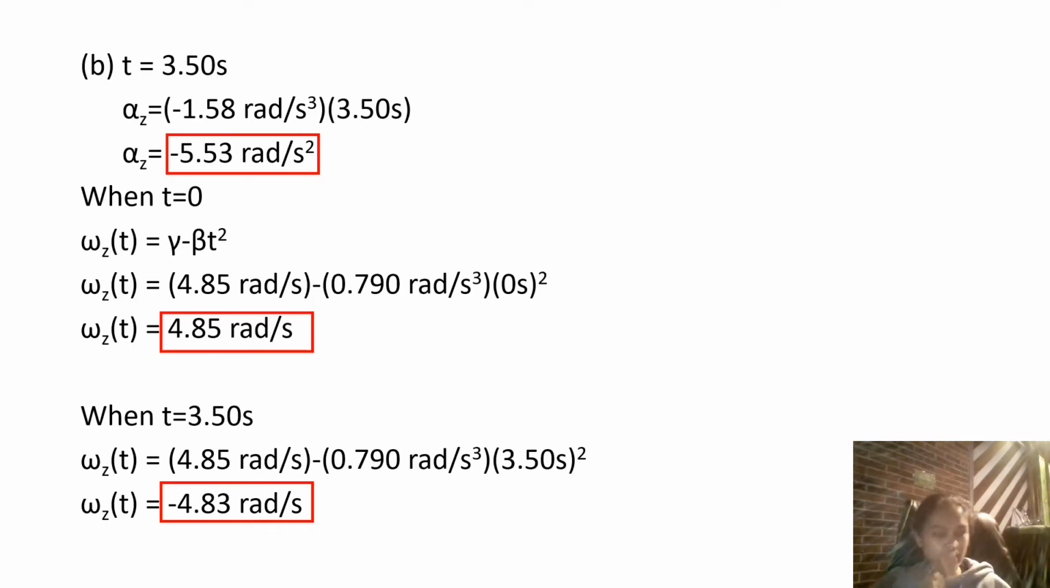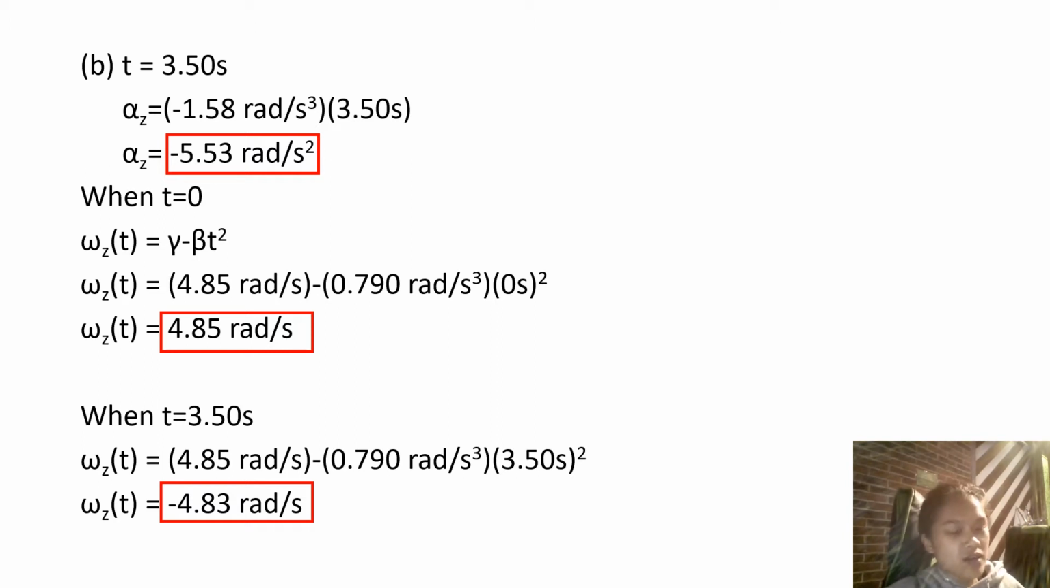Now we calculate the instantaneous angular acceleration using the derived formula from the first part. We plug in the time, which is 3.50 seconds, and that gives us an angular acceleration of negative 5.53 rad per second squared.